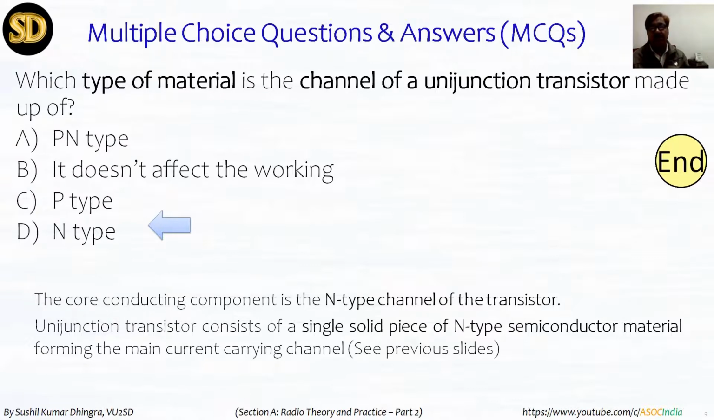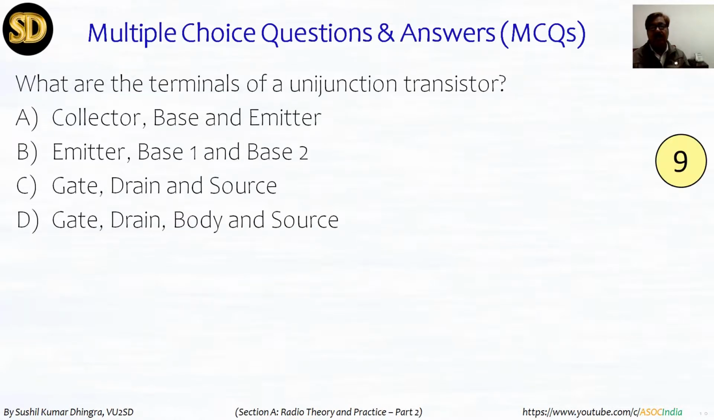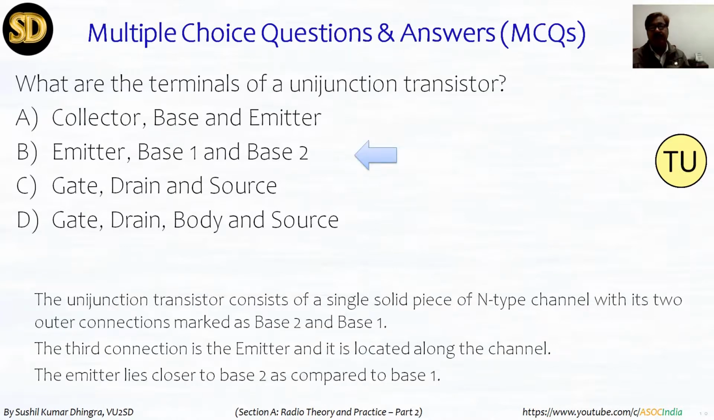Now next question. What are the terminals of a unijunction transistor? Collector, base, emitter; emitter, base 1, base 2; gate, drain, source; gate, drain, body and source. Time up. Remember, collector, base, emitter for BJT, bipolar junction transistor; emitter, base 1 and base 2 for UJT; and gate, drain and source for the next one, FET. Of course, in FET, JFET and MOSFET will also come.